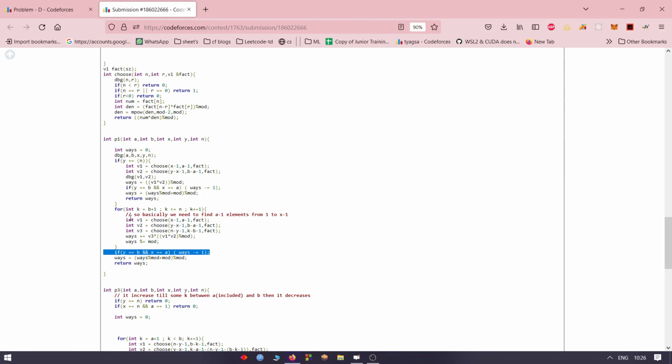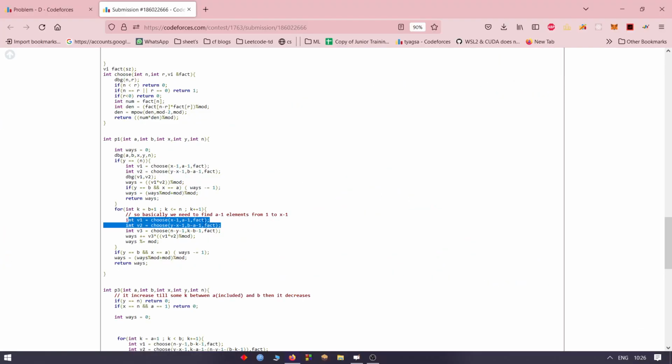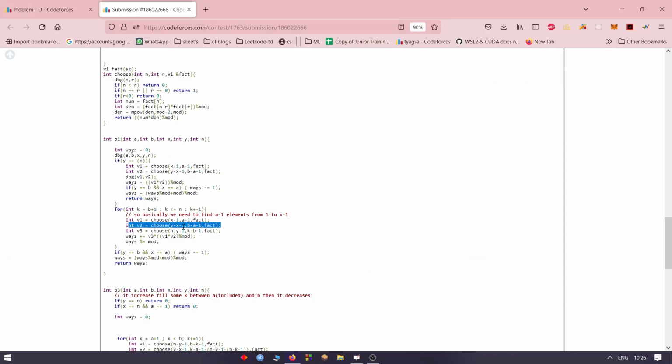So v1 is equals to, like I said, choose values like here, x minus 1 c a minus 1. So this is v1. You calculate v2, and v2 is similar, y minus x minus 1 and b minus a minus 1, and v3 equals to, you are choosing n minus y minus 1 and k minus b minus 1. And then you can add them and then you can return that.